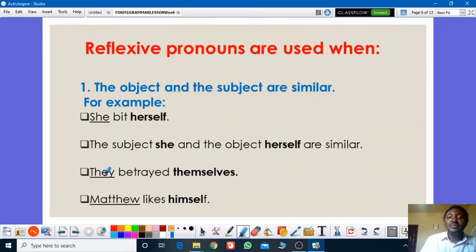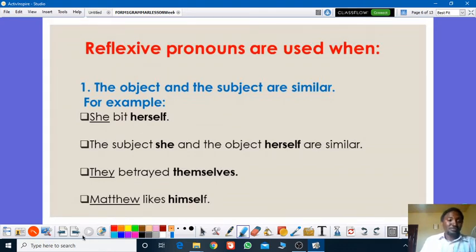They betrayed themselves. You see, they and themselves represent the same person. So they, the subject, and themselves, the object, are the same thing. Next, Matthew likes himself. This is what I was trying to explain when I was talking about repetition. You cannot say Moses likes Moses and I'm talking about myself. That would be wrong. You can only say that Matthew likes himself, Moses likes himself, I like myself.